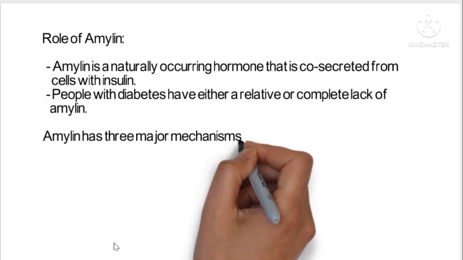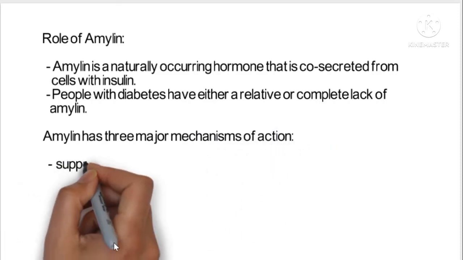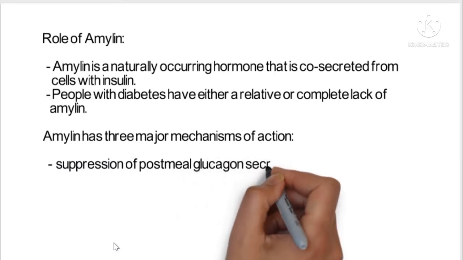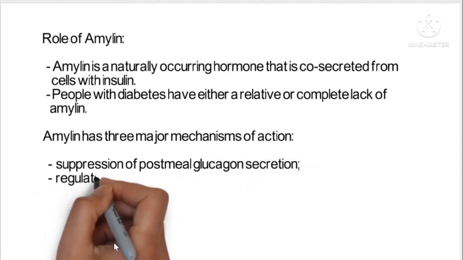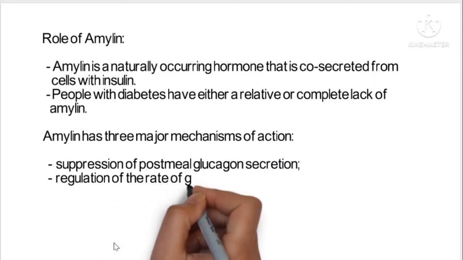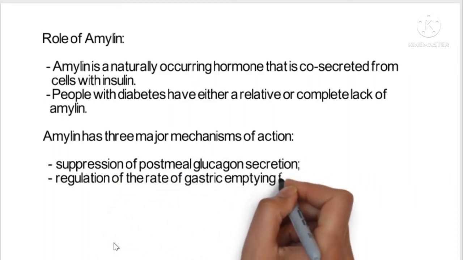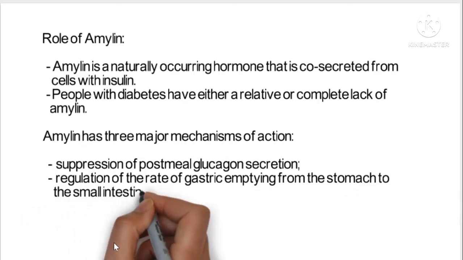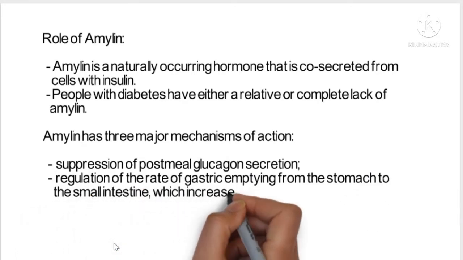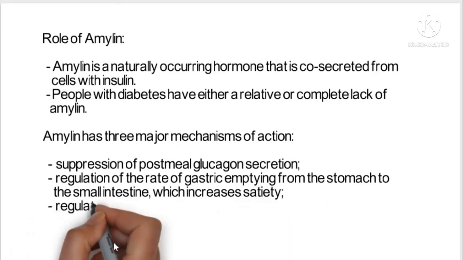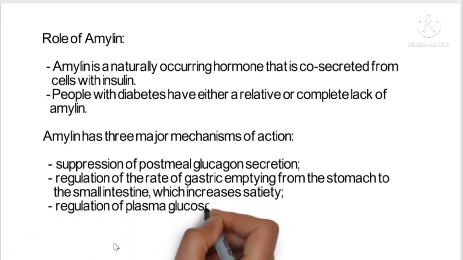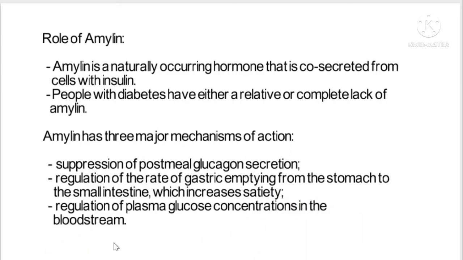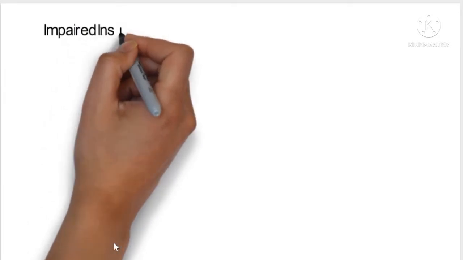Basically, amylin has three major mechanisms of action. First is the suppression of post-meal glucagon secretion. Post-meal means after meal glucagon that increases the glucose levels, and then regulation of the rate of gastric emptying from the stomach to intestine, which relatively increases satiety. Satiety means fullness, don't need any more food. And the third one is the regulation of plasma glucose concentrations in the bloodstream.